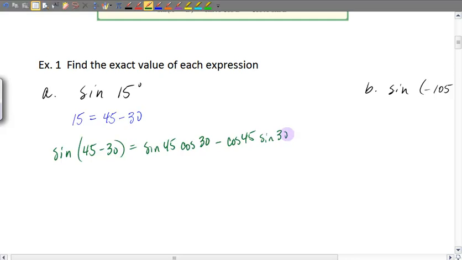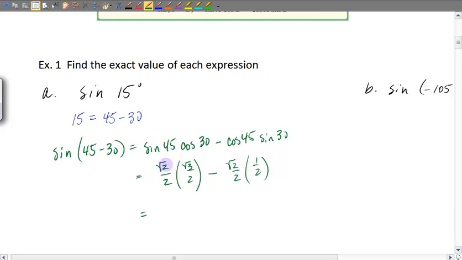So we put it in terms that I can now find exact values of. Well, the sine of 45 is going to be the square root of 2 over 2. The cosine of 30 is square root of 3 over 2, minus the cosine of 45, which is the square root of 2 over 2, and the sine of 30, which is 1/2. So we have this expression here now that we're going to simplify.